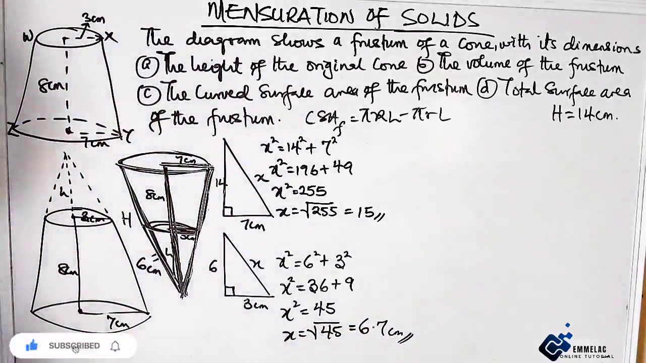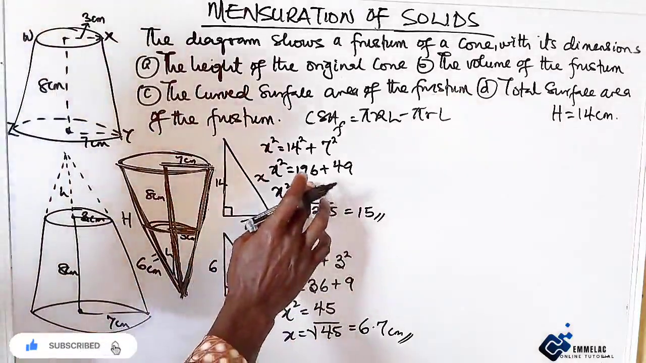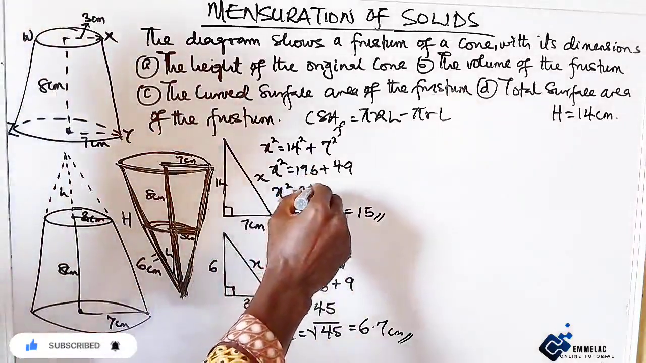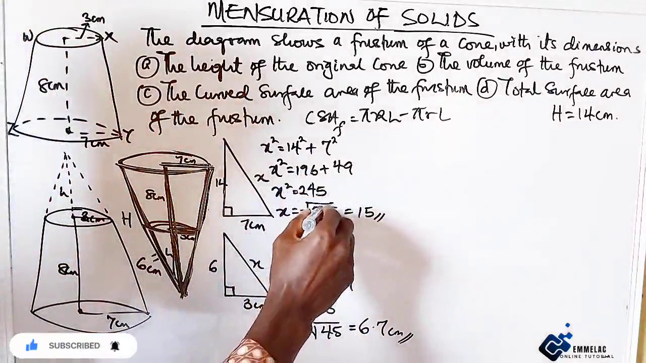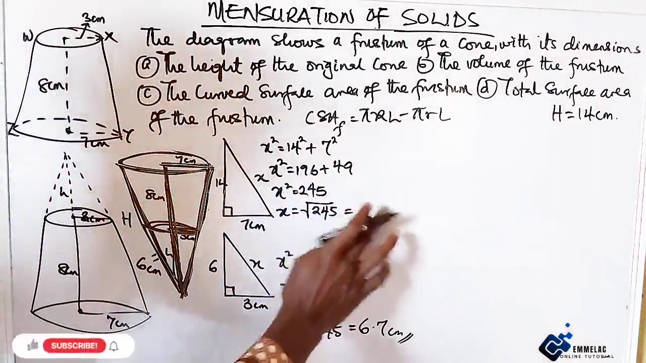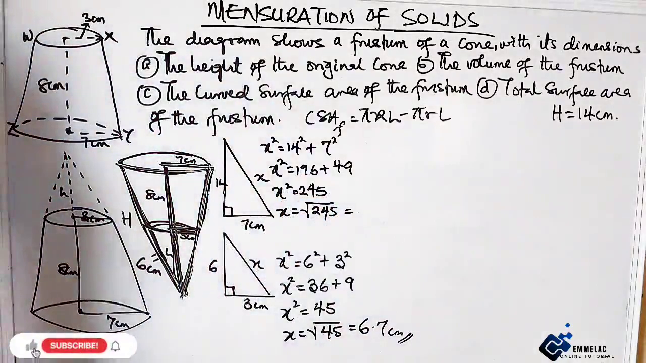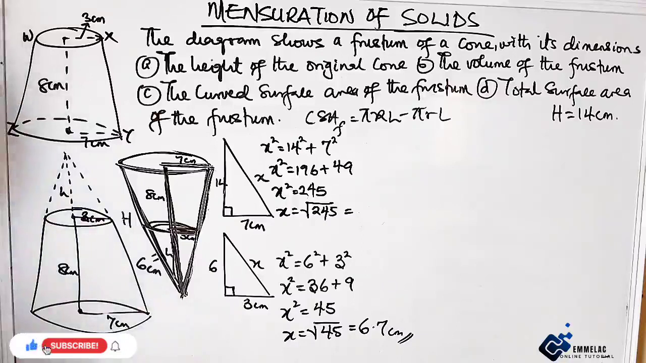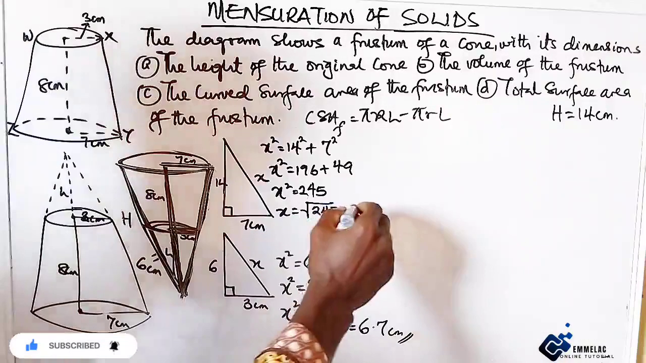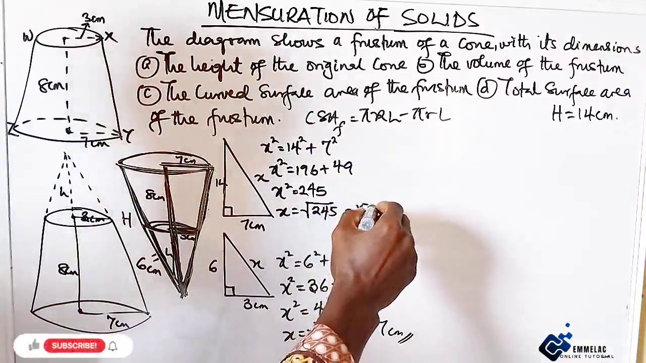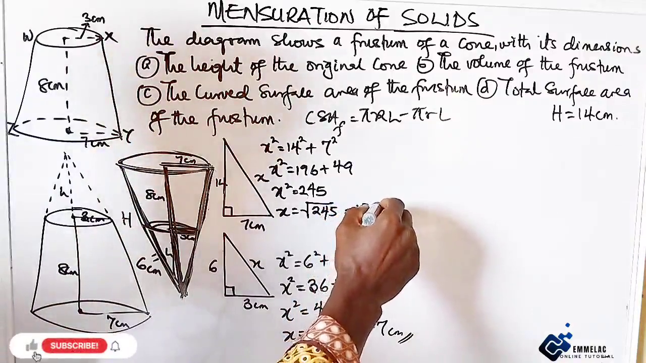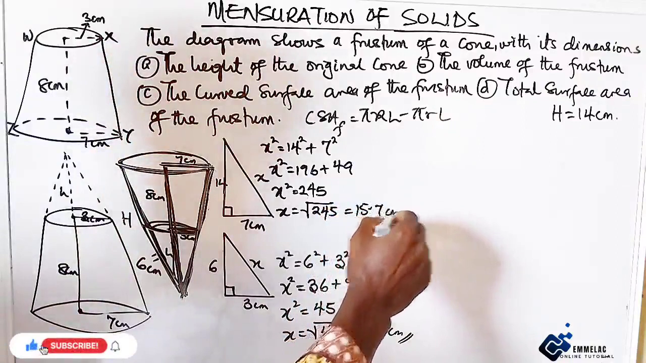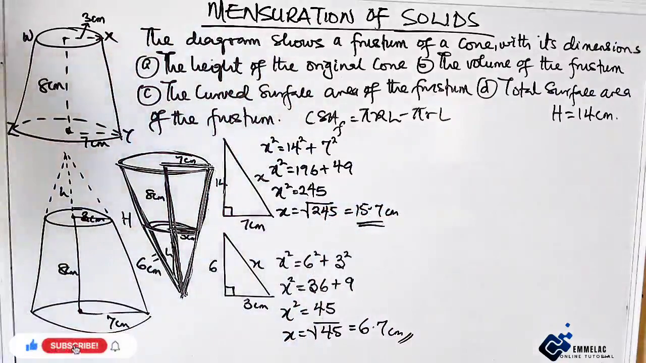Okay, sorry, I'm sure this is wrong. This should be 245. Even the square root of 255 is actually not 15. Sorry for that error. Now the square root of 245 is 15 point approximately 7 centimeter.